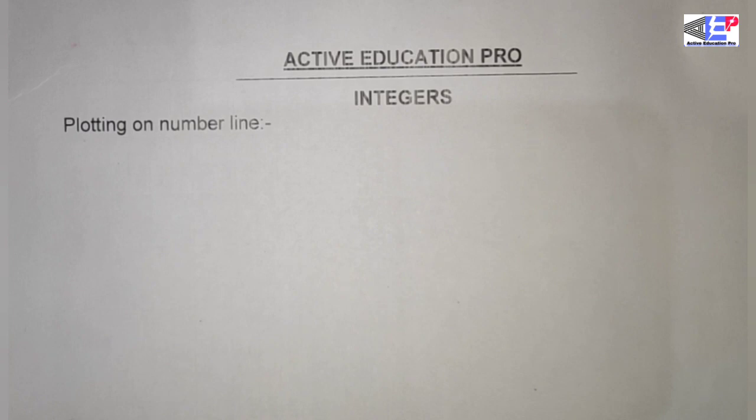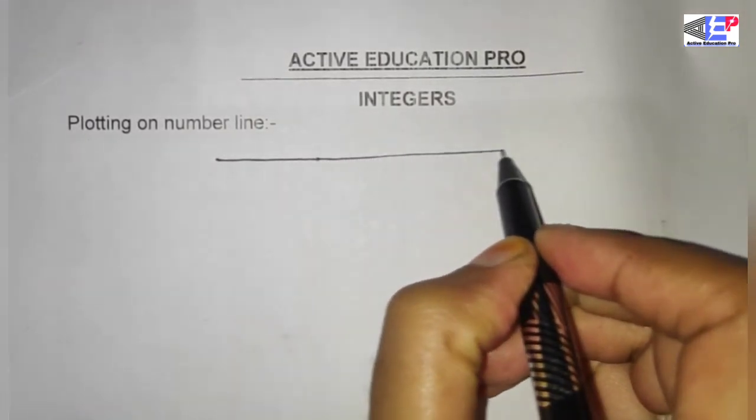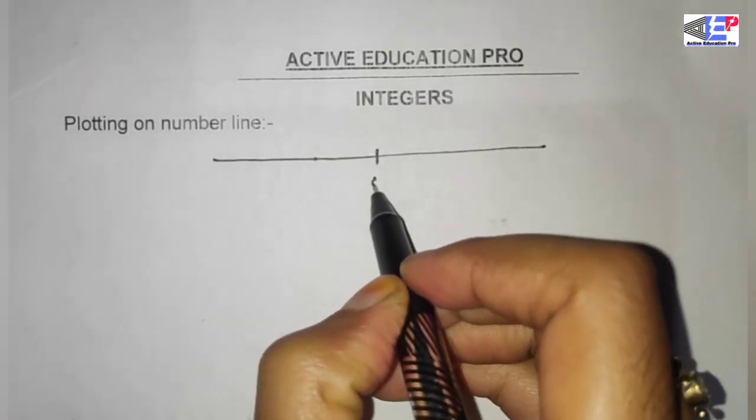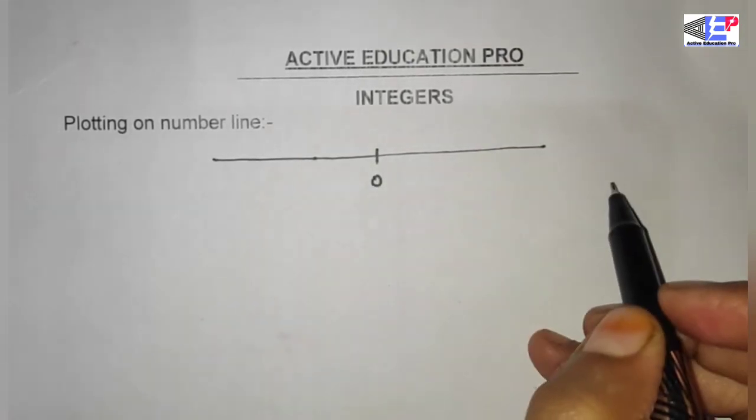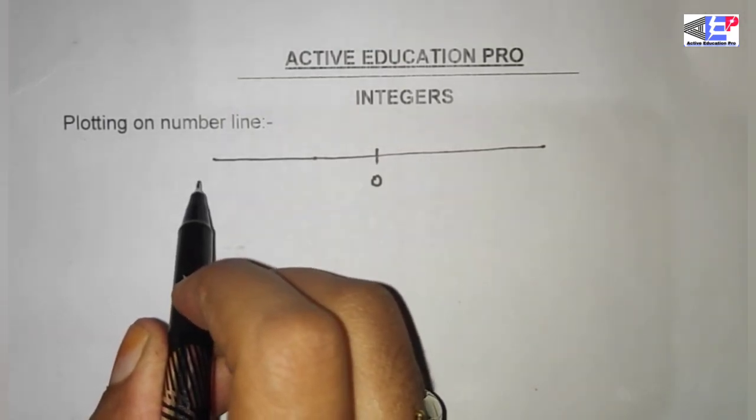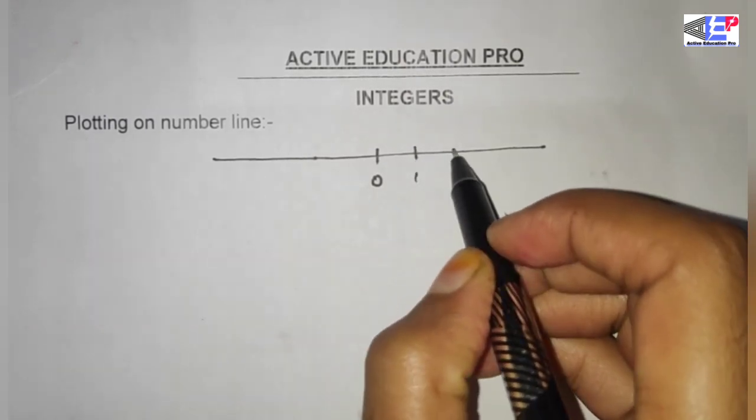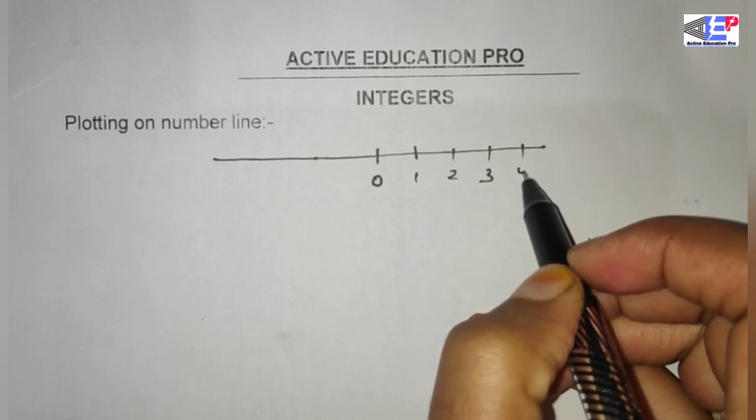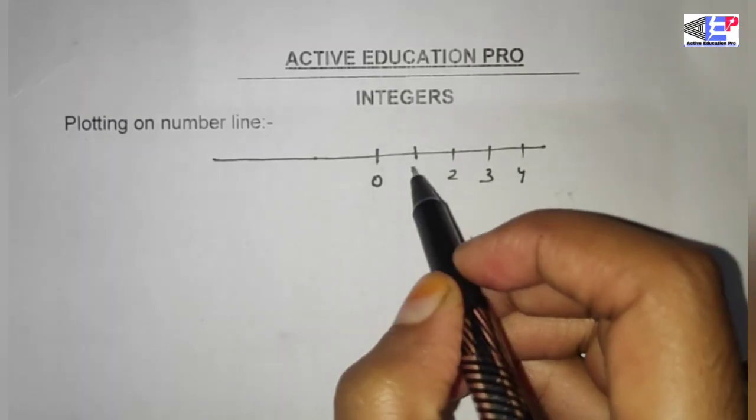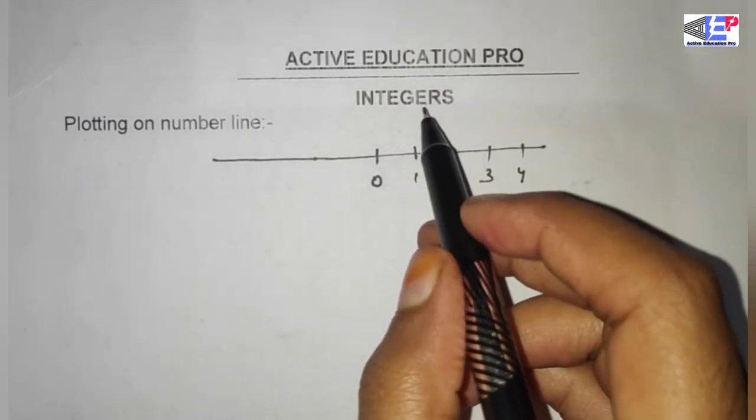So, plotting integers on a number line. On a number line the mid position is 0. Suppose this is a line and this mid position is 0. If you move towards the right side, you get the positive numbers. If you move left from 0, you get the negative numbers, which means the negative integers. So 0, 1, 2, 3, 4 are the whole numbers. Otherwise, from 1, these are the natural numbers, which are included in integers.